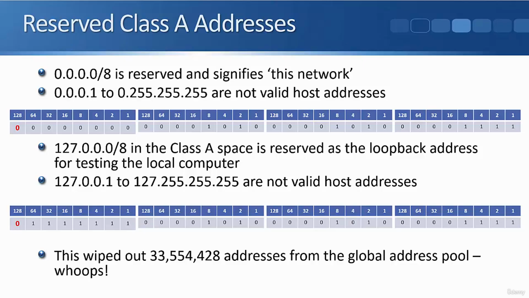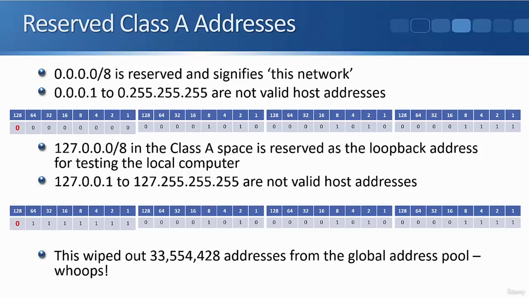So you see I've written down at the bottom here, whoops, they just wiped out over 33 million addresses that could have been used for addressing actual hosts on the public internet. If you think about it, for this network they could have just used a single address, rather than 16 million addresses. And the same for the loopback, they didn't really need 16 million addresses to be used for loopback testing.